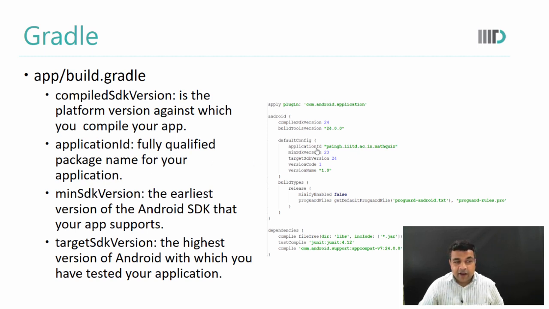Then there is applicationId. The application ID is the fully qualified package name for my application. As you can see, it has reversed my domain name to convert it into my package name. psync.replytd.ac.in.mathquiz is my application ID. Then there is minSdkVersion, which is what you chose earlier, and then targetSdkVersion, which is again what you chose earlier. The min SDK version is the earliest version of the Android SDK that you support, while the target SDK version is the version of Android with which you have tested your application.